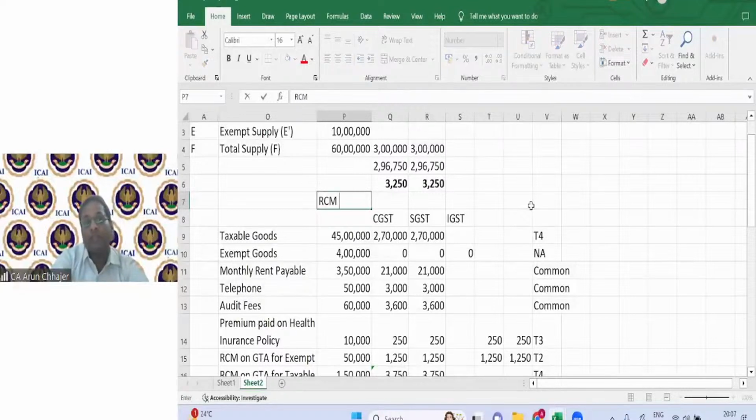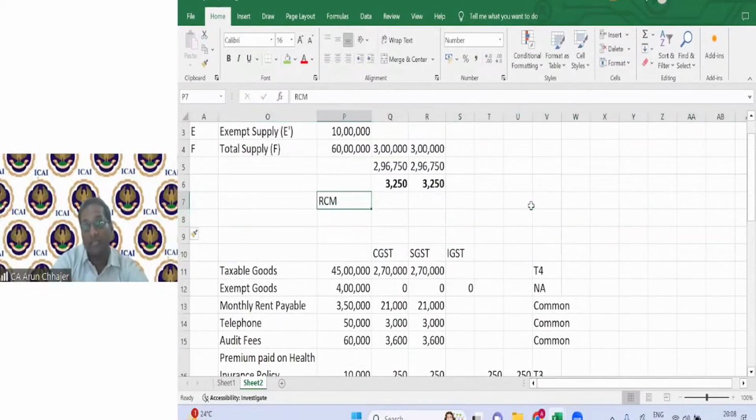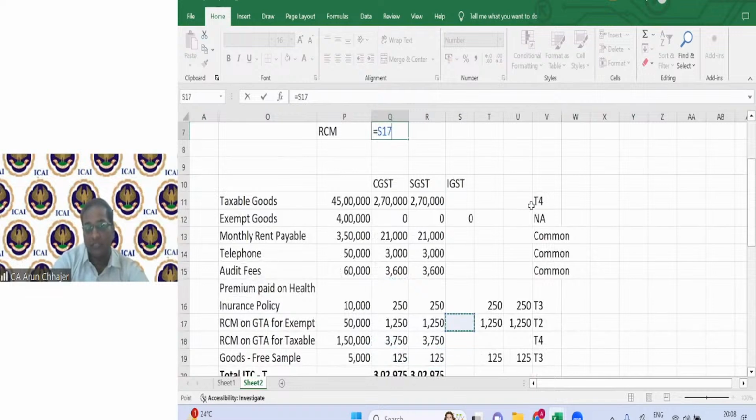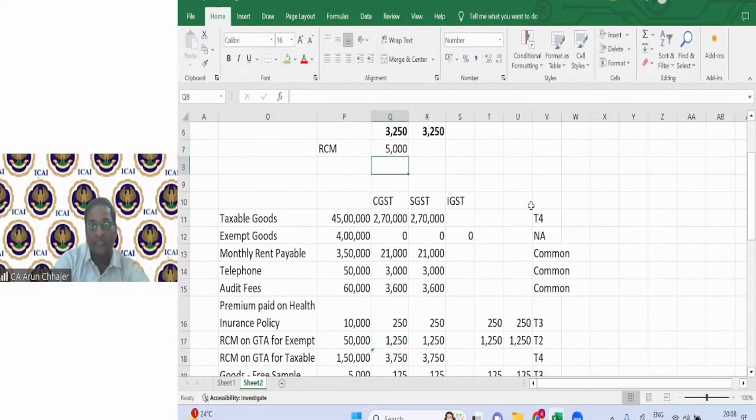Right. I have to pay the tax of reverse charge in cash. I have to pay the tax of RCM in cash. How much was my RCM? One was on exempt supply and one was on taxable supply. So I have to pay 5,000 plus 5,000 CGST and SGST of RCM. So the total liability which I need to discharge is 8250.